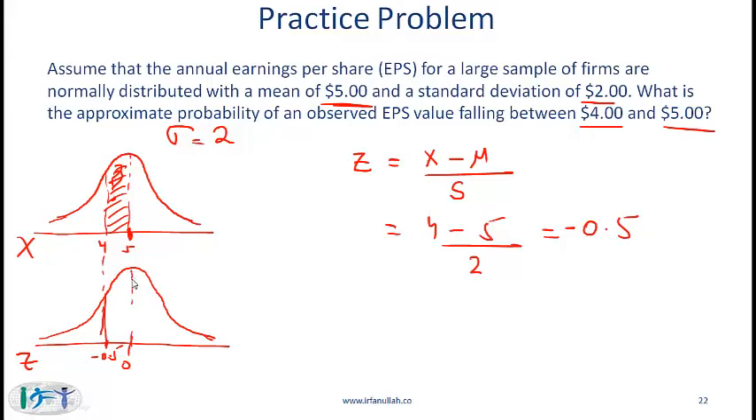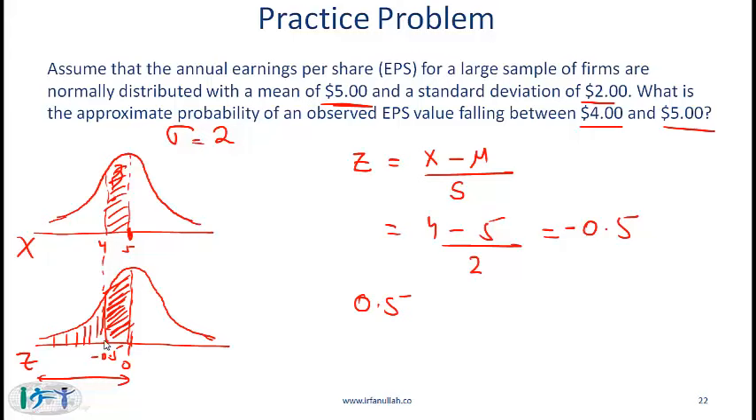Now we need to find this probability. What we know is that the total probability up till 0 is 0.5. So we need to subtract this probability from 0.5 in order to come up with the probability of being between minus 0.5 and 0. The probability to the left of minus 0.5 can be determined using the probability table.